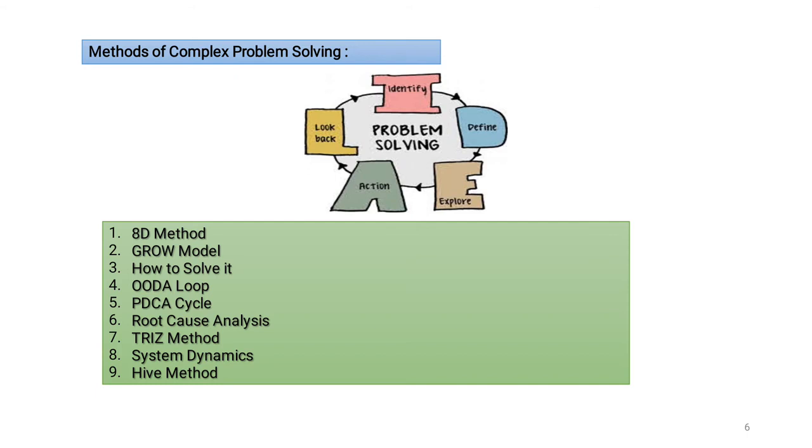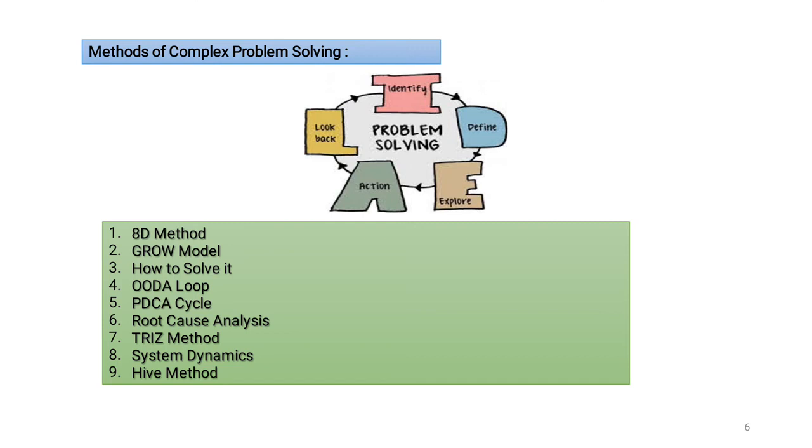That is the 8D method. Here you just need to know the full forms and how the 8D method works. Next we have the GROW model. So the GROW model describes 4 steps to solve a problem. G stands for goal, that is where the client wants to be. R stands for reality, that is where the client is now. O stands for obstacles, that is the obstacles in solving the problem and the options available. W stands for way forward.